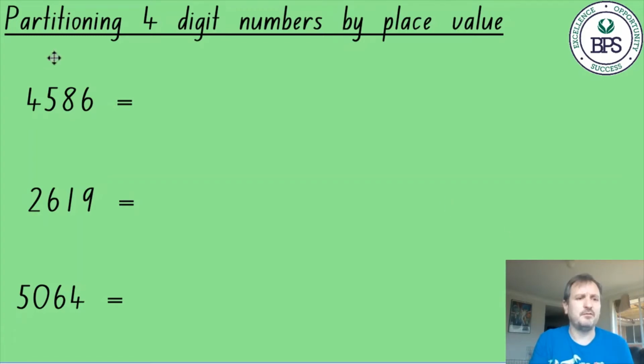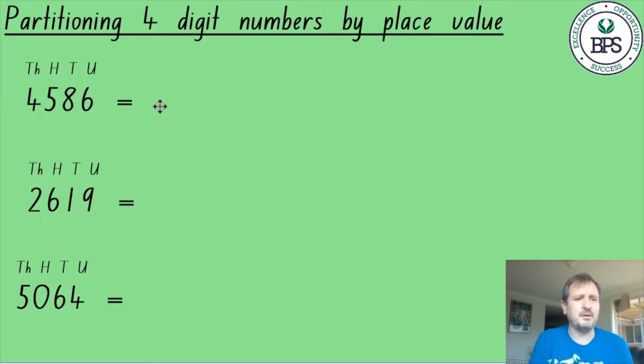I've got 4,586, 2,619 and 5,064. And each of these three numbers has a 6-digit within it. But in each of those numbers, the 6-digit is worth a different amount. So in my first number, the 6 is worth 6 ones or 6 units. In the second number, the 6 is worth 6 hundreds. And in the last number, it is worth 6 tens or 60.